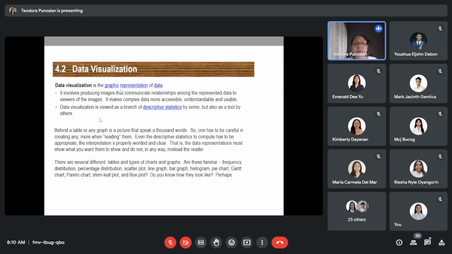Daghan kag mahimo ana. So, please exhaust all means or ways to present your data. Okay? To understand your data. Now, but be careful, class. Behind a table or any graph is a picture that speaks 1,000 words.